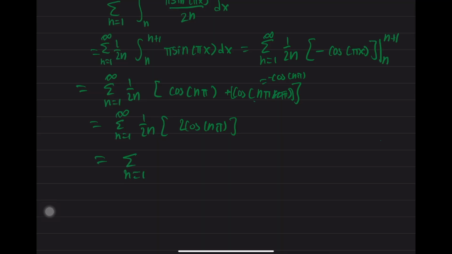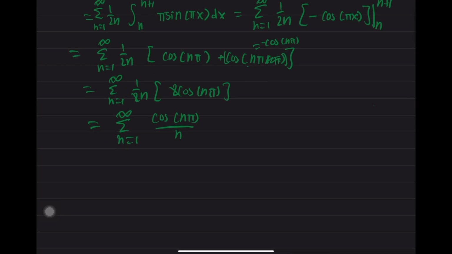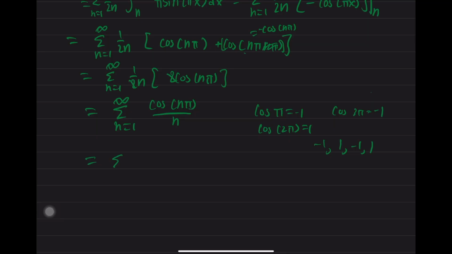Now the sum from n equals 1 to infinity, these 2's cancel out. We get cosine n pi over n. So now let's notice that cosine of pi is negative 1. Cosine of 2 pi is 1. Cosine of 3 pi is negative 1 again. So basically, this will alternate between negative 1, then 1, then negative 1, then 1. So this we can rewrite as negative 1 to the nth over n.